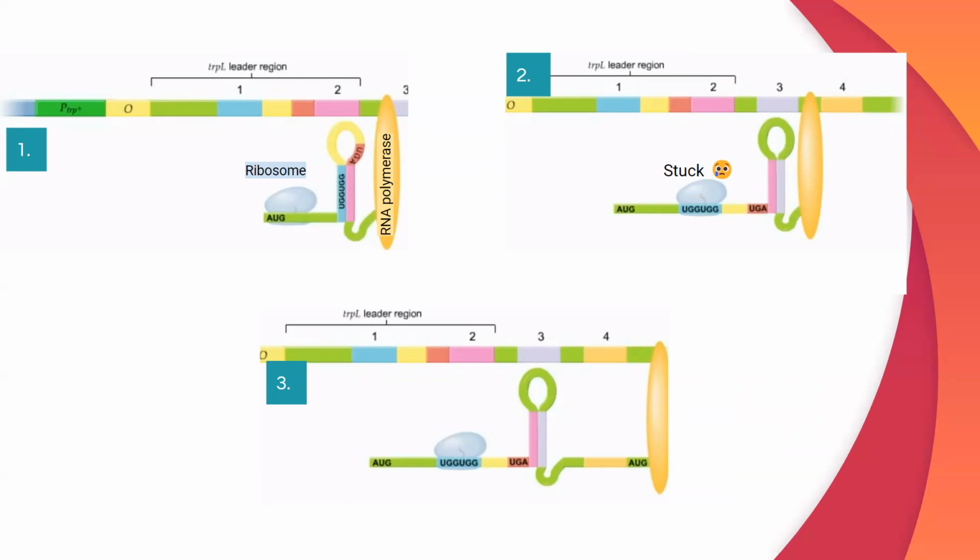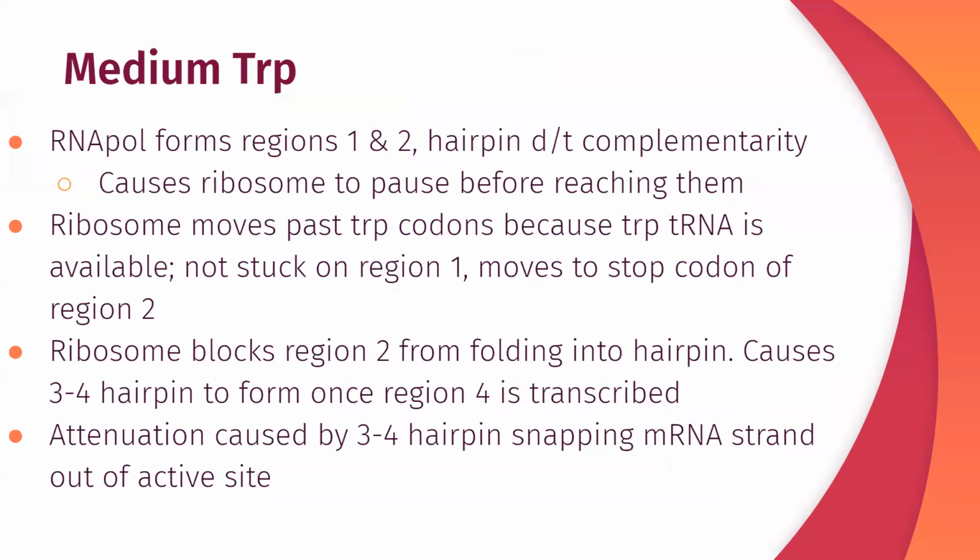We okay with that? All right. So at medium levels of tryptophan, it's going to start off pretty much the same. We won't have anything bound to the repressor. Our ribosome is going to move, stopping before our 1-2 hairpin. And then we usually have enough at this point that there's trp tRNA available, so it won't pause at region 1. It will move past those codons because at those codons, trp tRNA is able to give tryptophan to the ribosome, so it can keep moving, keep synthesizing our protein, and then it will sit on region 2.